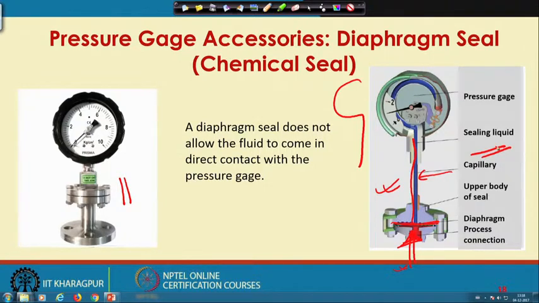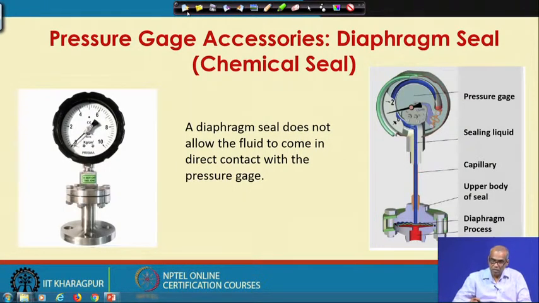So, this way you can isolate the process fluid from coming in direct contact with the pressure gauge.